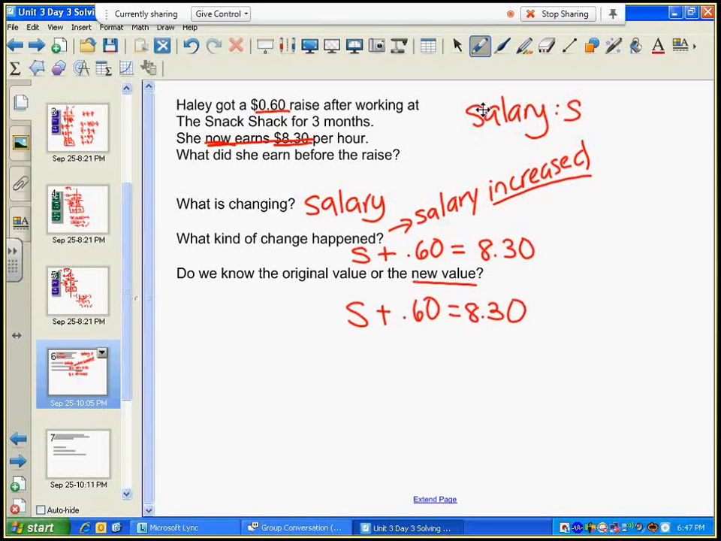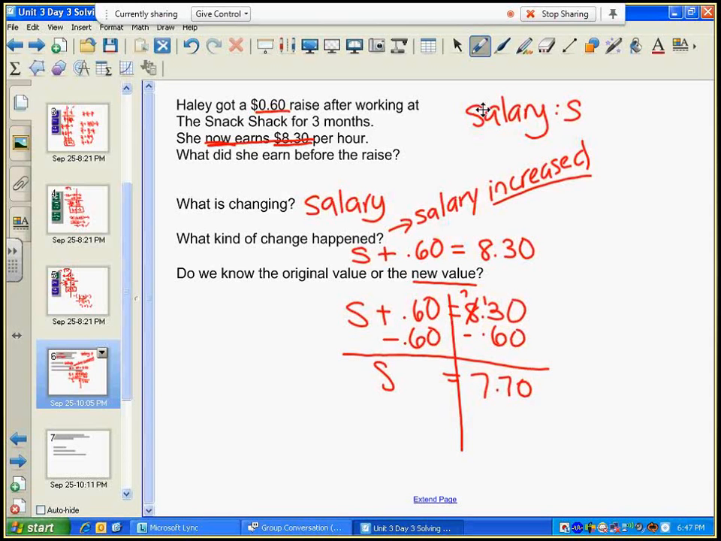So how are we going to solve? Well, let's see. Is S isolated? No, it's not isolated. So I'm adding 60 cents to it. So I've got to subtract 60 cents from it, and we end up with S is equal to, 13 minus 6 is 7, so $7.70. So her original salary was $7.70.